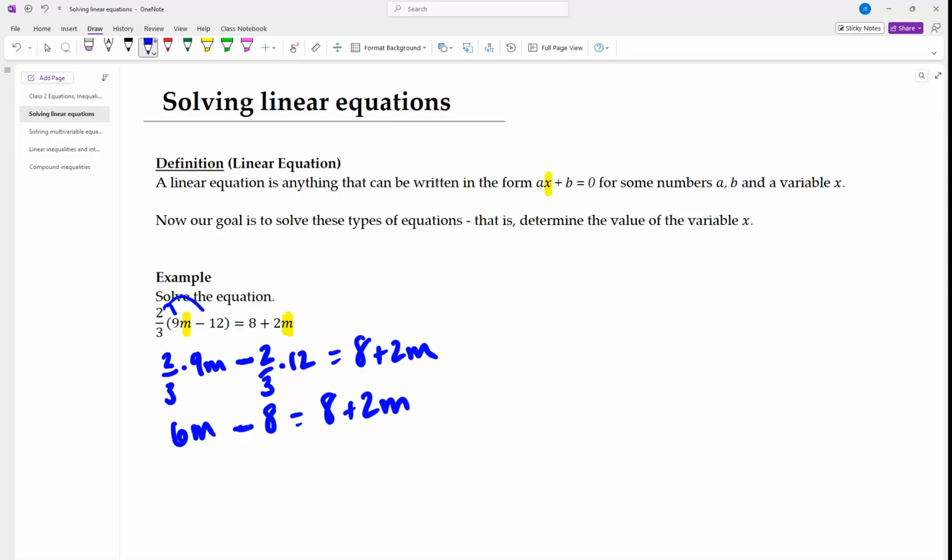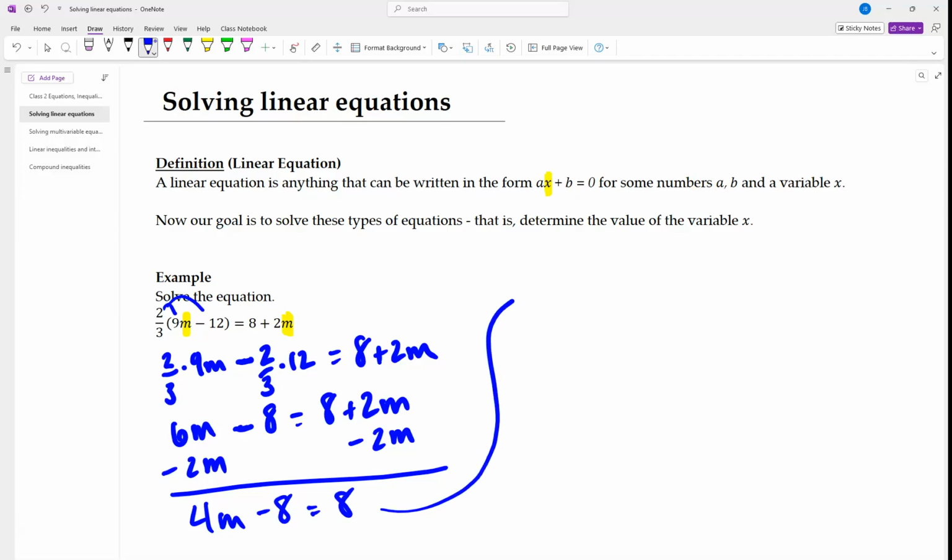Okay, now ideally when you solve this, it would look like m equals a number, right? So there should be just one m present overall, and so we would need to move the m's to one side. I'm going to move the 2m to the left-hand side, and I'd have 4m after I combine like terms, minus 8 is equal to 8. And now I'm out of room here, so I'm going to come up over here. Next thing I would do is add 8 to both sides because I want the variable isolated. And so when I do that, I'd have 4m is equal to 16.